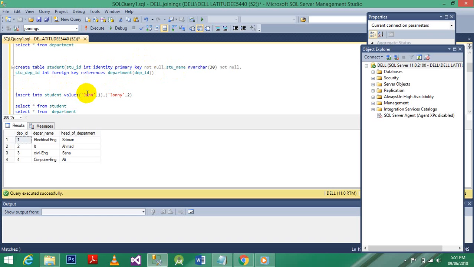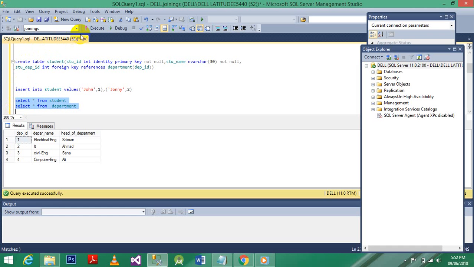The first name is John and the second is Johnian. What are this 1 and 2? It is not a student ID, it is a foreign key that I refer to the department table. For example, I have department ID 1. In department ID 1 the name of the department is electrical engineering, and department ID 2 the name of the department is IT department. If I select both queries, look here so you can easily understand.